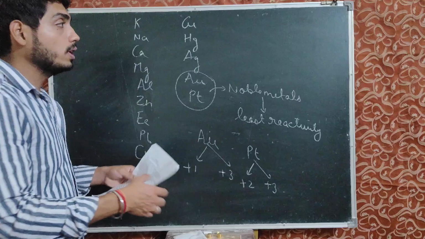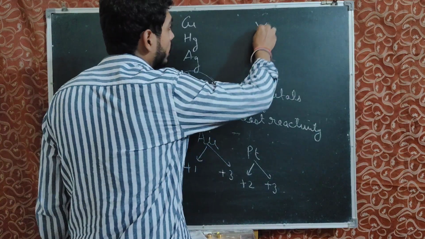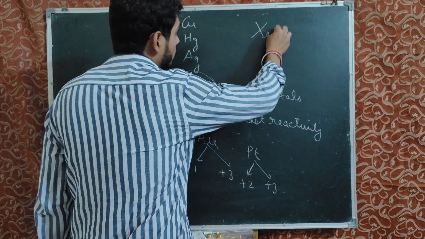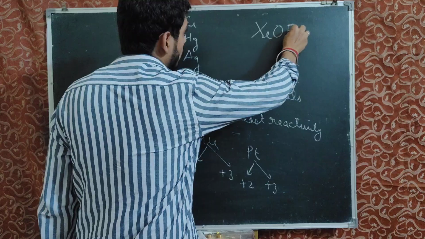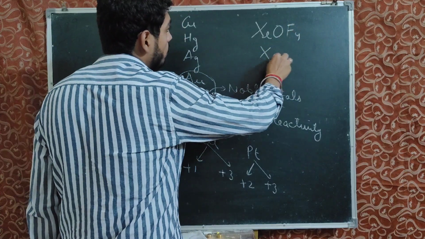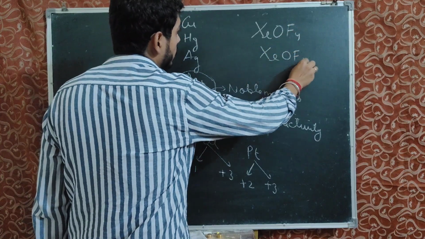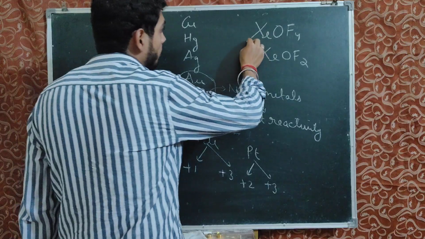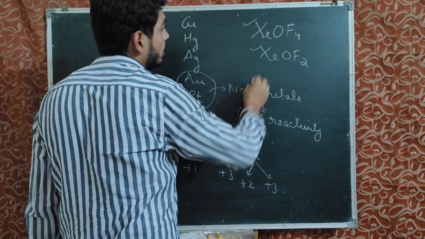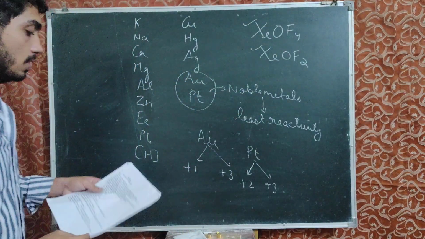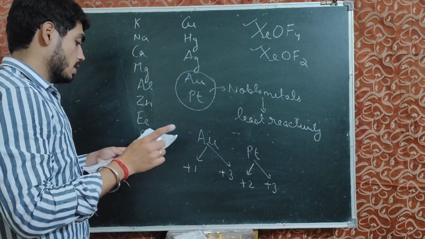Next is a noble gas. So you need to learn this. Noble gas is xenon. Xenon forms compounds such as XeOF4, XeOF2. You will study all these compounds in detail in class 11, but for the time being, just remember that xenon forms some compounds. So these are the two compounds. So the noble question is over.